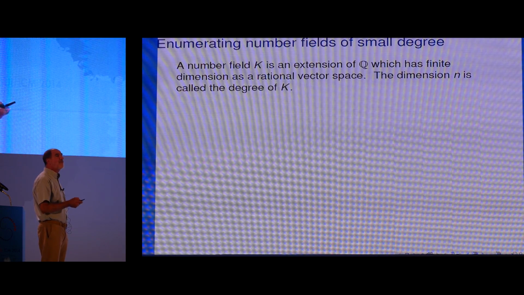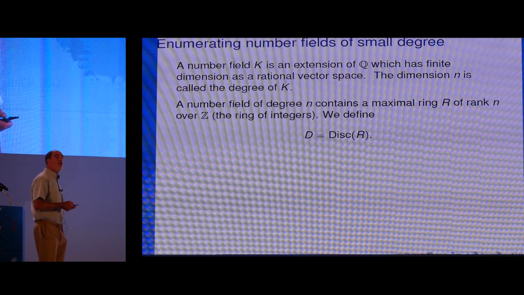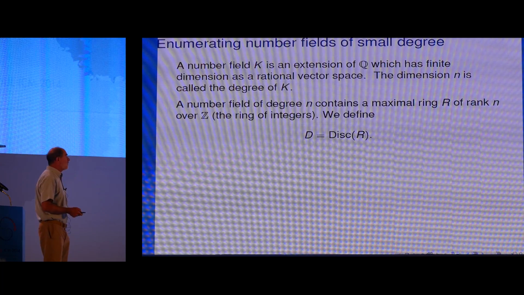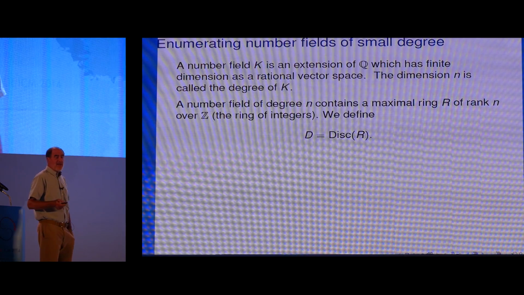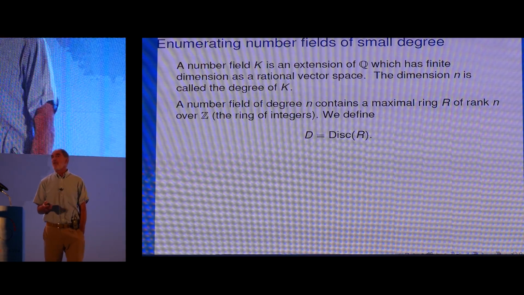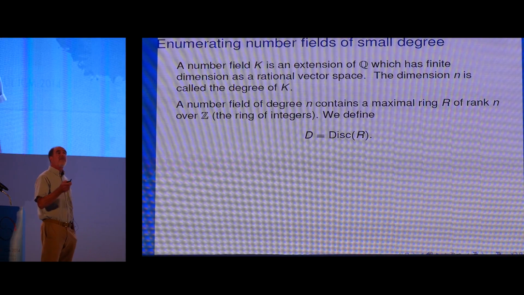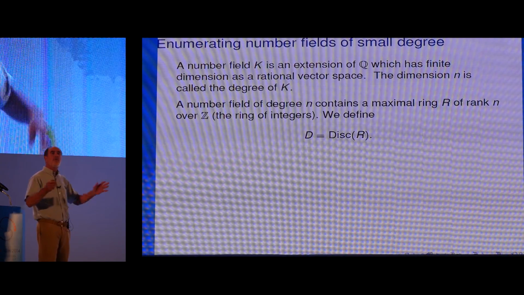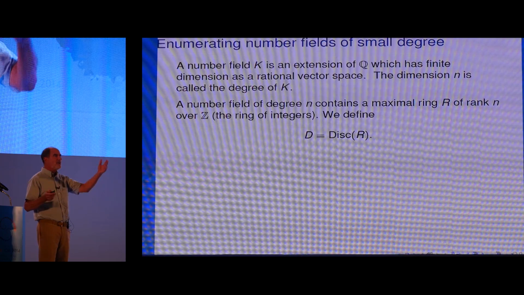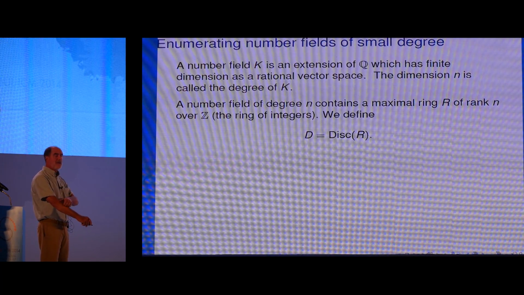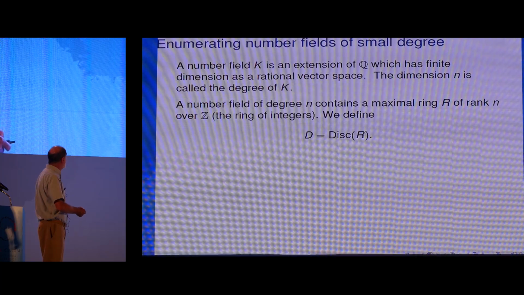And inside of every number field, there's a natural ring of rank n, which is called the ring of integers. It consists of all the elements that satisfy integral equations over the integers. And since we can define the discriminant of a ring of rank n, we can now define the discriminant of a number field by taking the discriminant of its ring of integers. Those are the two fundamental invariants of a number field, the degree and the discriminant. They're the first thing you define in a course on number theory. But we know very little about them.